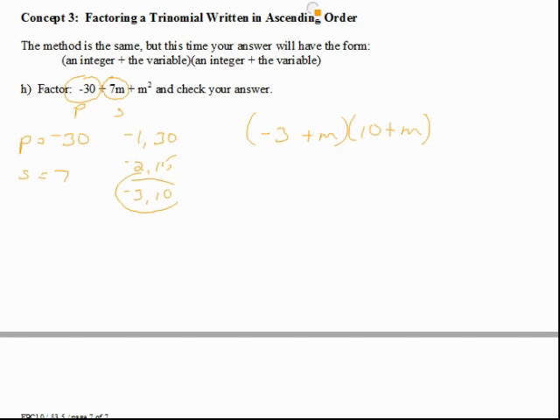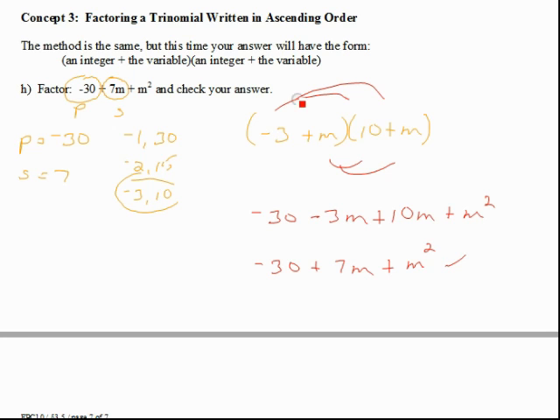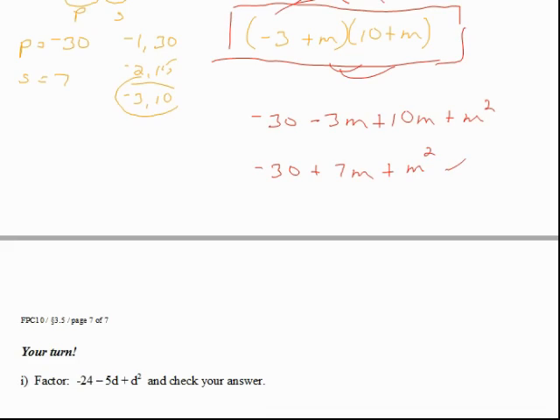And this one I'm definitely going to FOIL out because this one is a little weird. So I get negative 30 minus 3m plus 10m plus m squared equals minus 30 plus 7m plus m squared, which, hooray, is what we started with. Yay! There we go. Okay, I will do one more example, and then you have 2 to do.